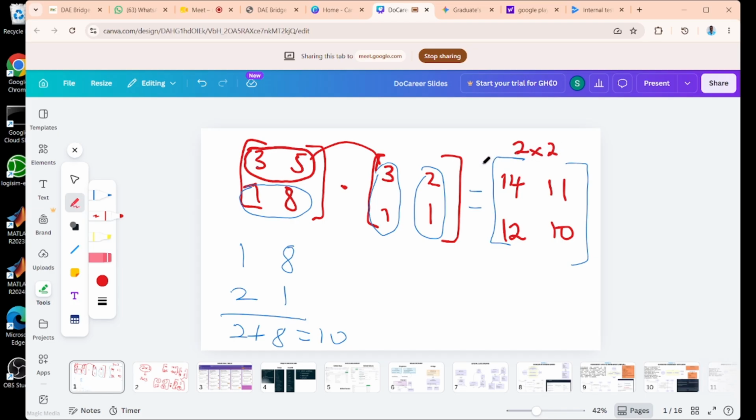Francis, the 12, isn't it 11? How do you get the 12? I think it should be 11. The 12, let me see. We have 1, 8 against 3, 1. So that's 3 plus 8, that's 11. Yes, it's 11. Sorry. All right.